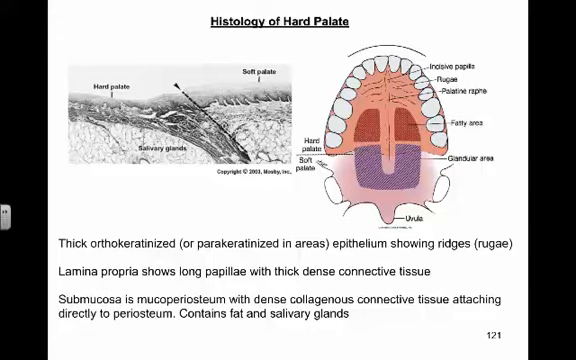So we have in the hard palate, we have your fatty area, and posterior, really the back part of the soft palate here, is your glandular area. Okay?